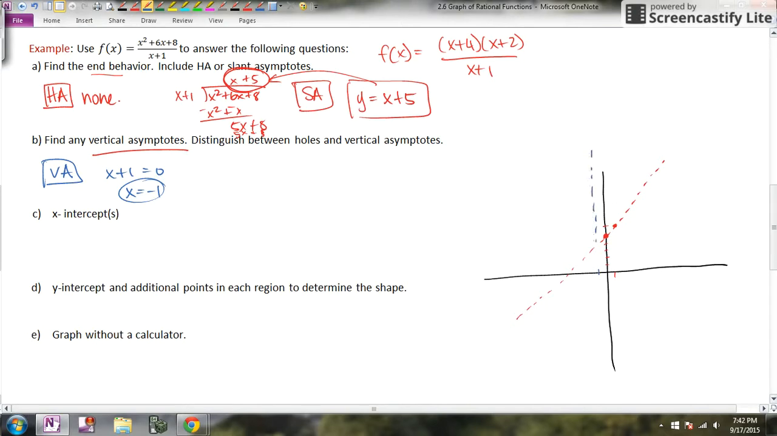So now you can see that the graph would love to be on that slant asymptote. It wants to be on the red line. But then all of a sudden it can't because of the blue line that it can't touch. And so we got to see what happens.